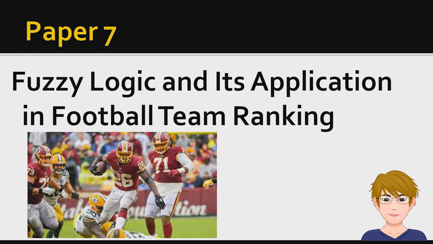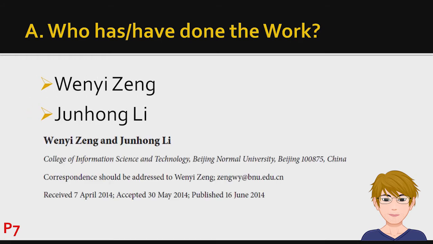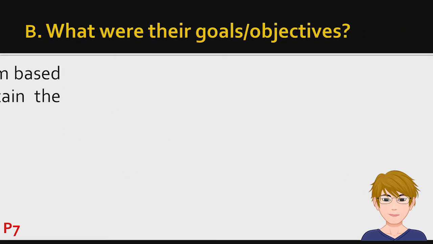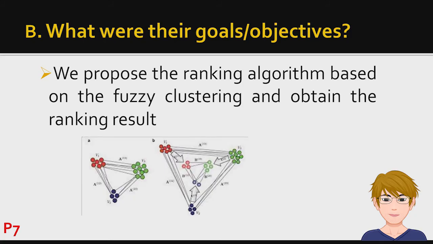Paper number 7, fuzzy logic and its application in football team rankings. So it's all about sports ranking. Letter A, who has done the work? So the author is Wenyu Zheng, and number 2 is Junhong Lee. Okay, letter B, what were their goals and objectives? So first is we propose the ranking algorithm based on the fuzzy clustering and obtain the ranking result. That's what it looks like.